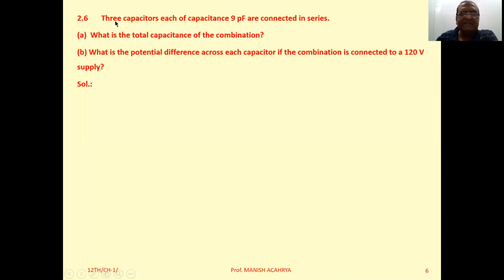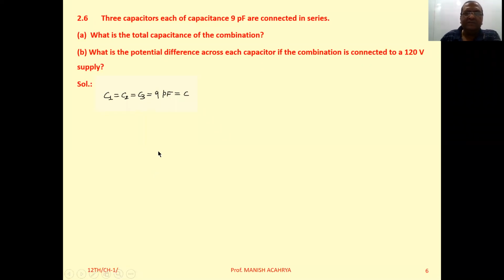Example 2.6. Three capacitors, each of capacitance 9 picofarad, are connected in series. A. What is the total capacitance of the combination? B. What is the potential difference across each capacitor if the combination is connected to a 120 volt supply?